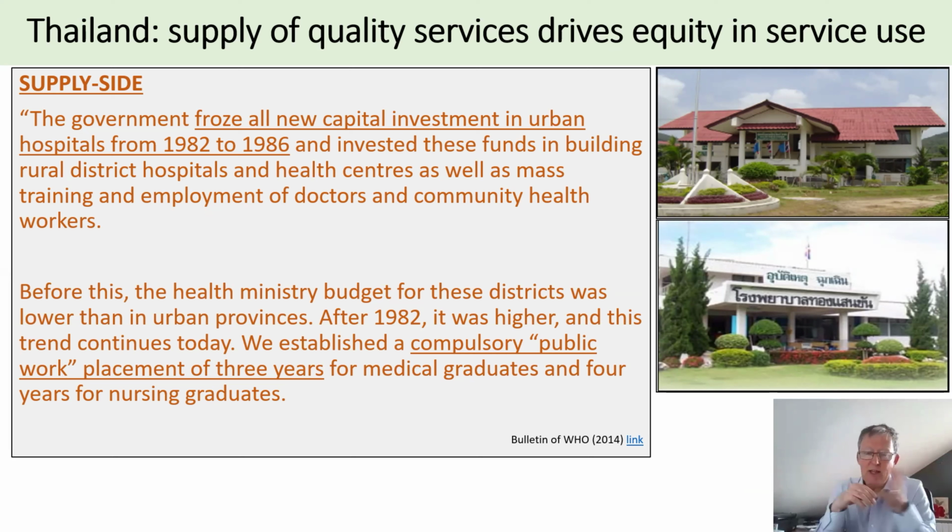And you can see that they froze all new capital investment in urban hospitals to build up rural district hospitals, combined, of course, with supply of the workers and the doctors, community health workers, some mandatory service in rural areas, but also good conditions, which also matters. So the compulsory placements are written at the bottom there.